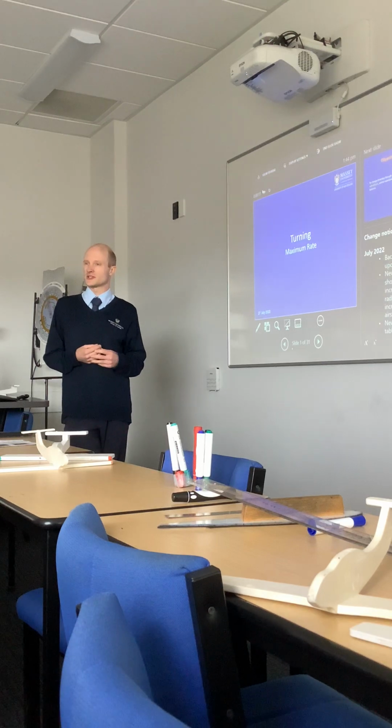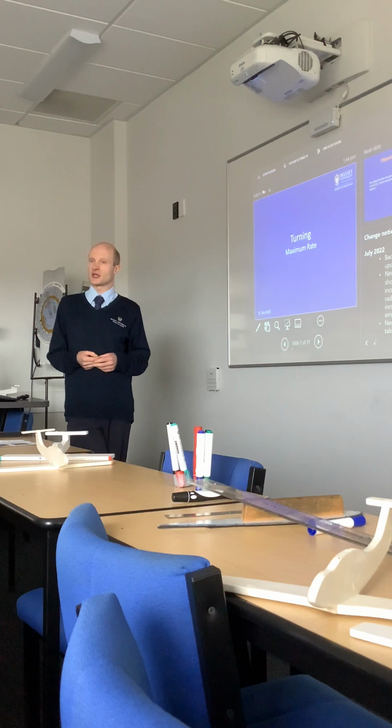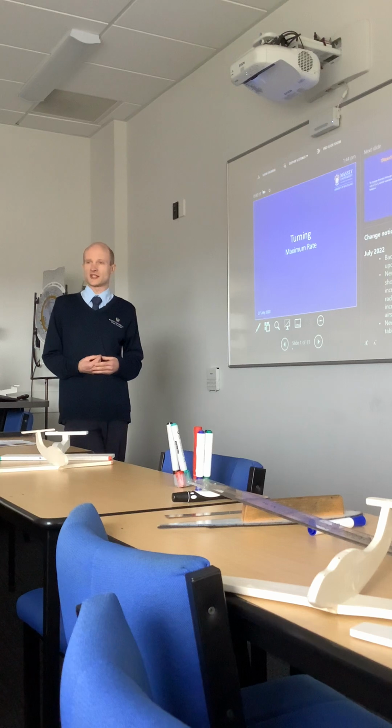Stalling in the turn, because what's the worst thing that can happen in any of the CPL exercises? It's going to be a stall in the turn, so it kind of makes sense to actually start with that, but it depends on the organisation.